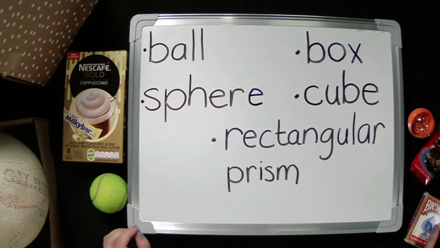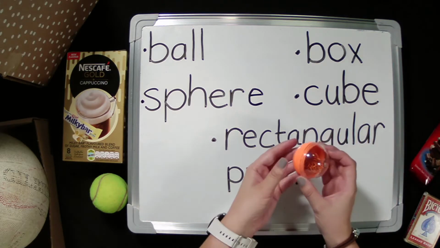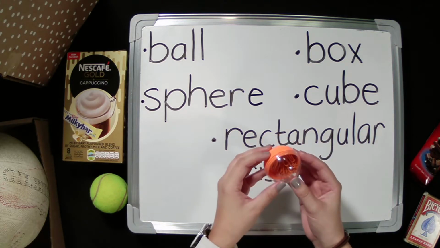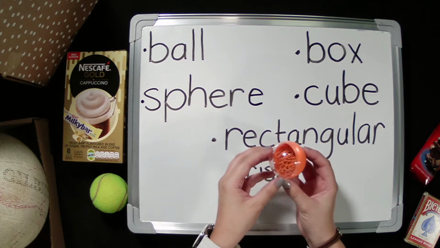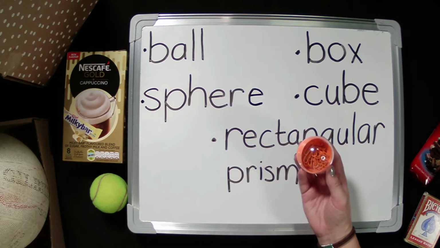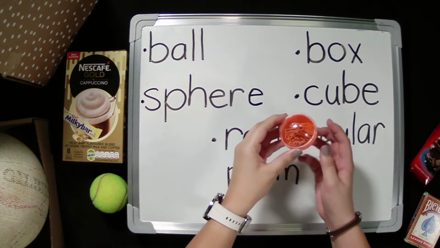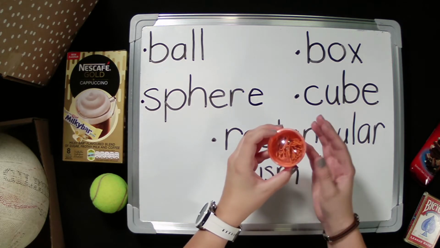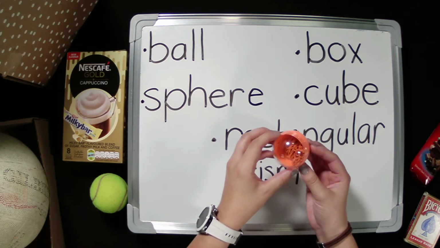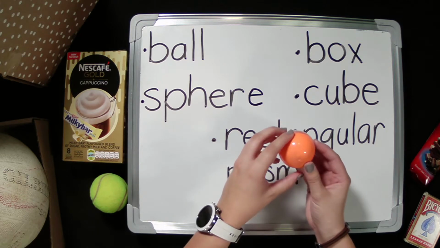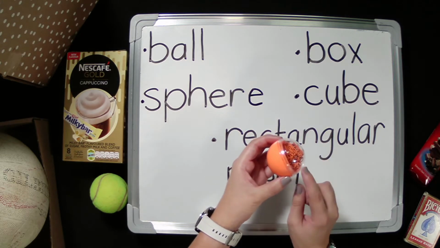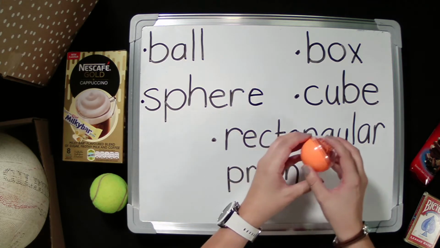Now let's have a look at some other examples that I've got here. Here is the little container that all my paper clips came in. So all my paper clips came in this little sphere or ball. Can you see that there are no flat sides at all? That's what makes this a ball or a sphere.